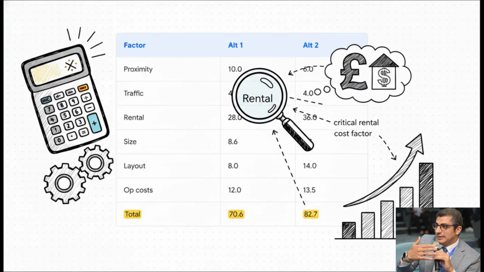Section 5. Calculating the winning alternative. We've got all our data perfectly organized. Now for the math phase. Grab your calculators, let's slow down just a bit and carefully run these numbers together.